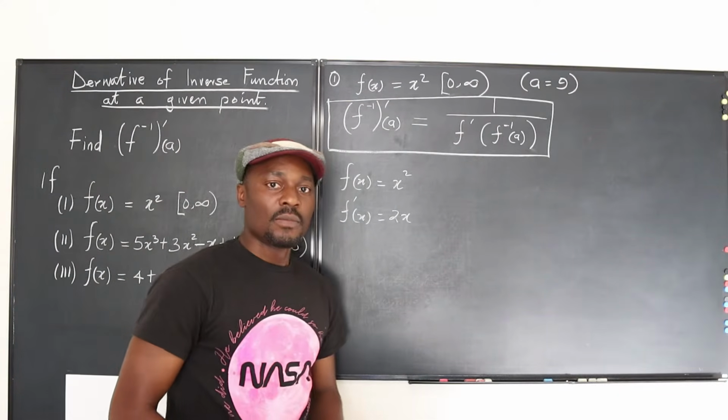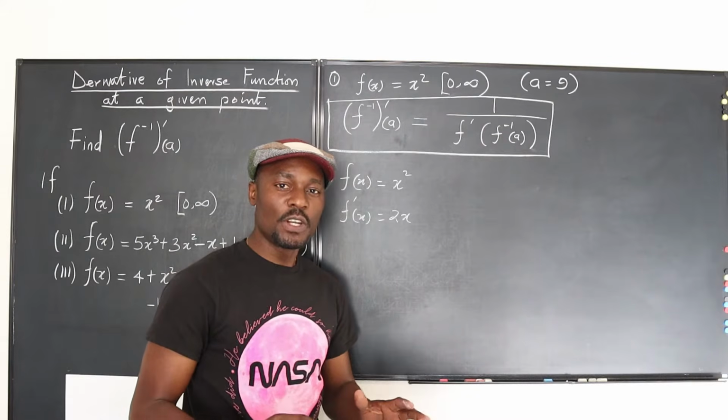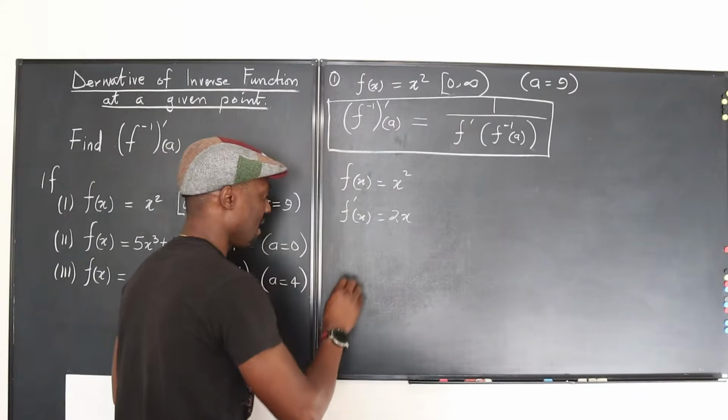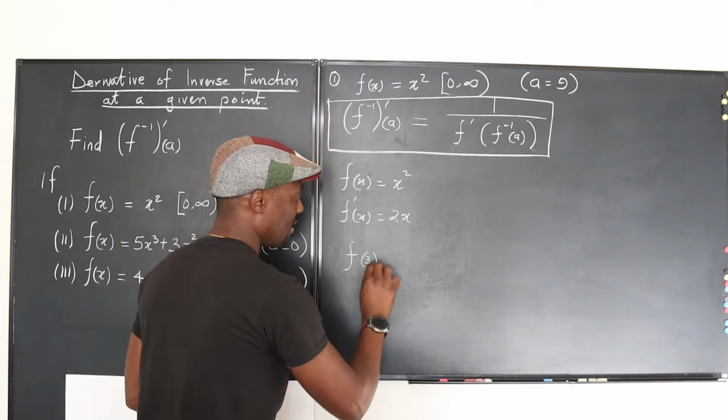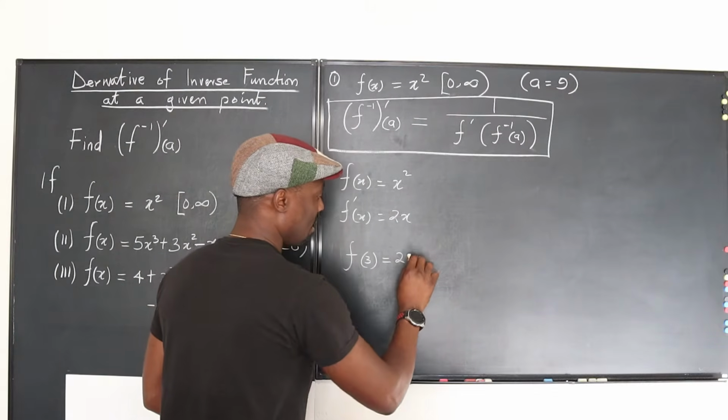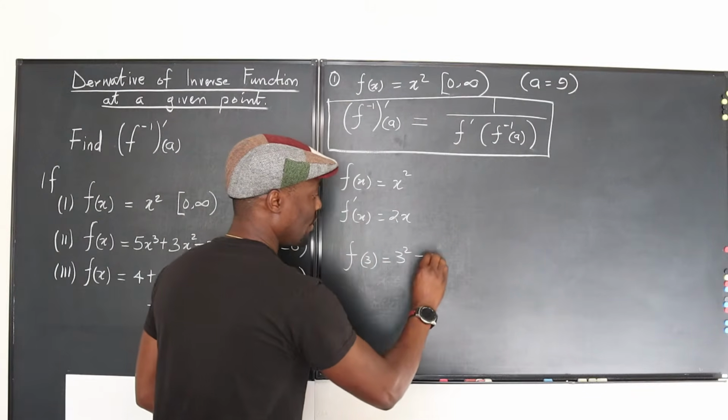Okay, so what you want to do as part of the calculation is to say that f of 3 is going to be 3 squared, which is going to be 9.